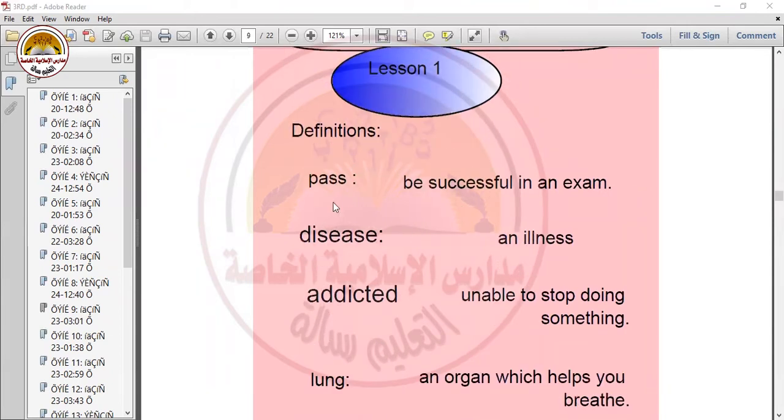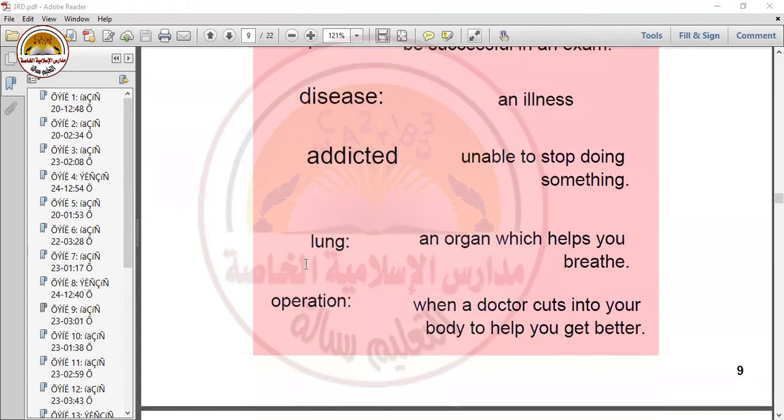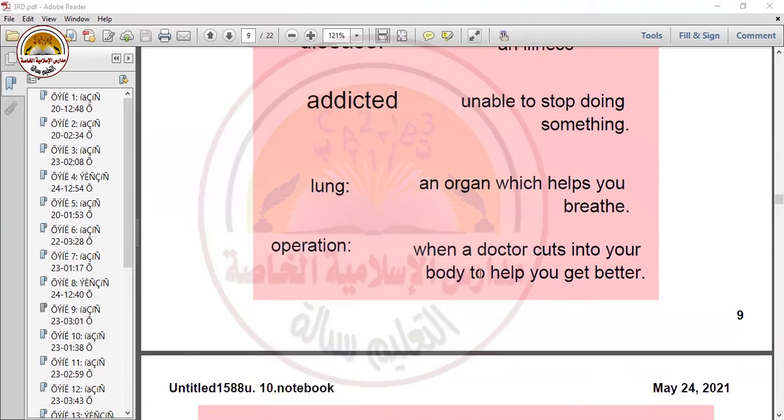We have pass. What does it mean? To be successful in an exam. Disease means an illness. Addicted means unable to stop doing something. Lung means an organ which helps you breathe. Operation means when a doctor cuts into your body to help you get better.